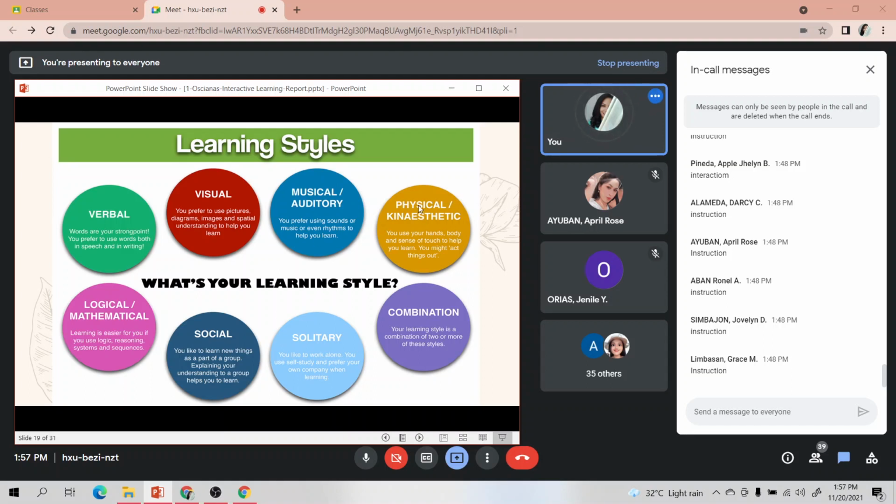And then let's have physical or kinesthetic. So you use your hands, body, and senses to help you learn. So you might act things out. So naiingana pud nga learner.